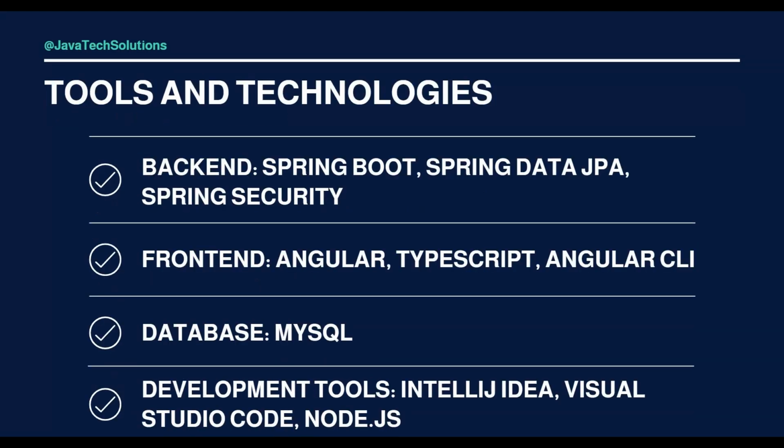So now we will talk about the tools and technologies we are going to use for developing this blog application system. As a backend, we are going to use Spring Boot, Spring Data JPA and Spring Security. As a frontend, we are going to use Angular, TypeScript and Angular CLI. For storing the data, we are going to use the MySQL database. And for development tools, you can use the IntelliJ IDE, or maybe Eclipse or Visual Studio Code, and Node.js. So these are the tools and technologies that we're going to use while developing this application.